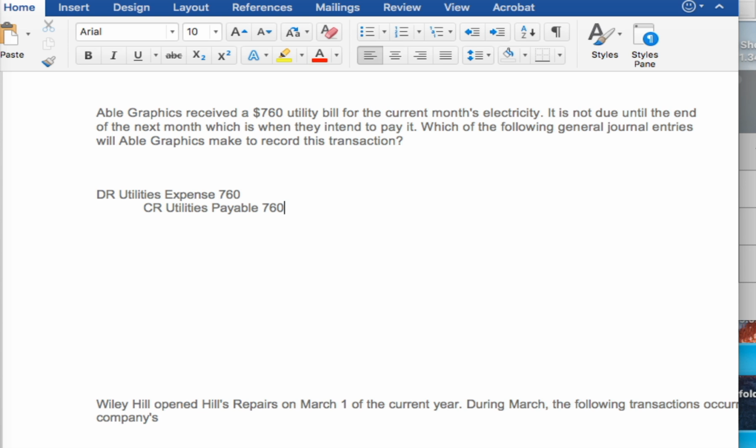So that's my journal entry. Recognize the expense, put it on the books that I owe money to someone. Then once I paid this off, I would debit the payable to show that goes away and credit whatever I used to pay. Cash, probably.